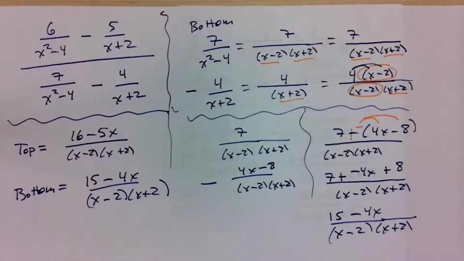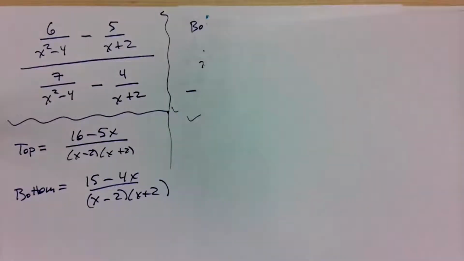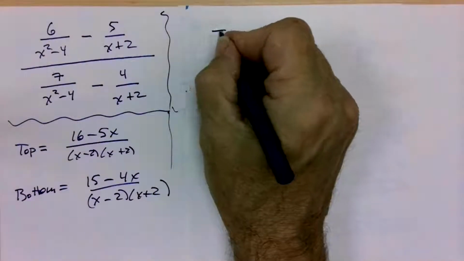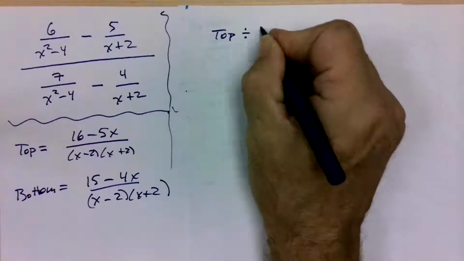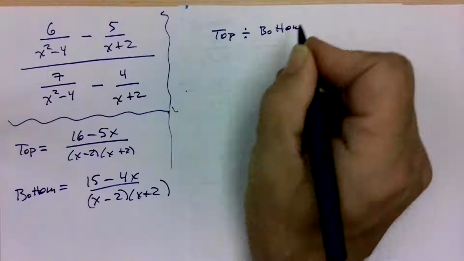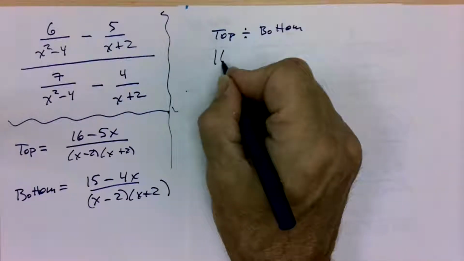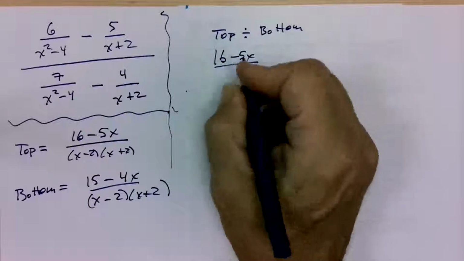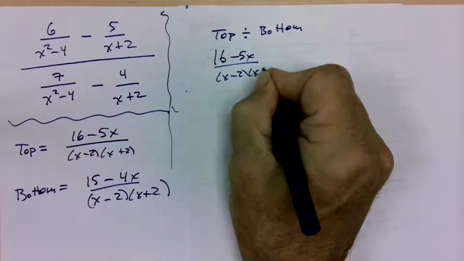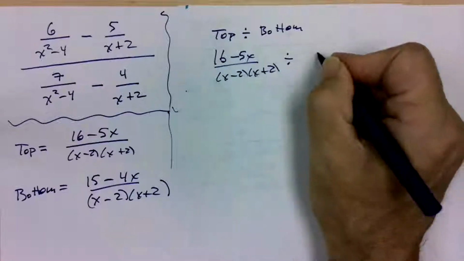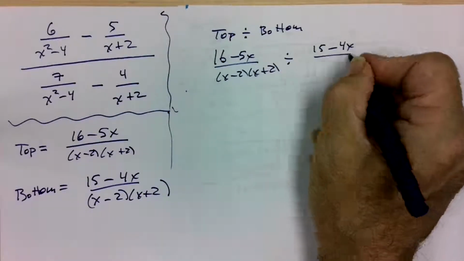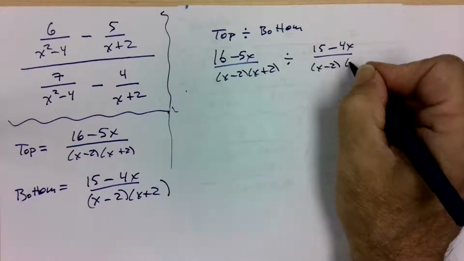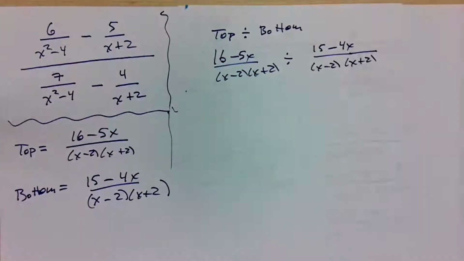And then this is finished by doing what? This is finished by taking top divided by bottom. So we have the top, we have the bottom, we will divide them and get our final answer. Here we go. Top divided by bottom. 16 minus 5x over x minus 2, x plus 2, divided by 15 minus 4x over x minus 2, x plus 2.